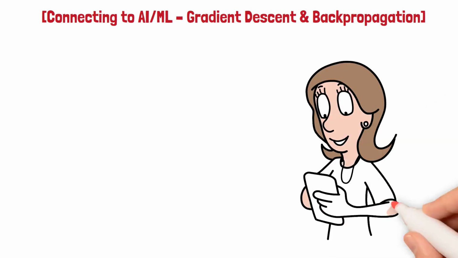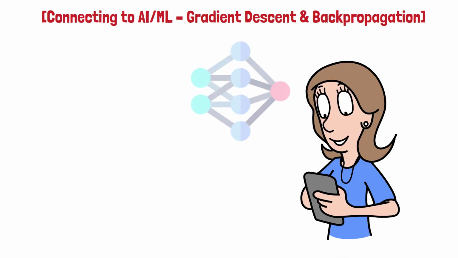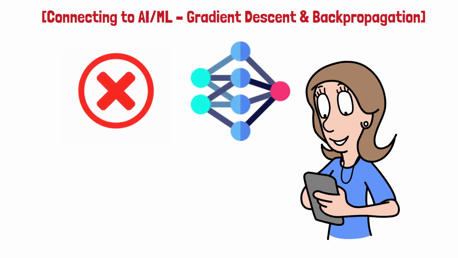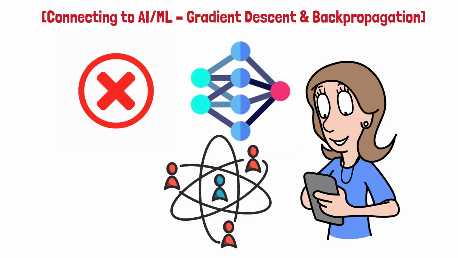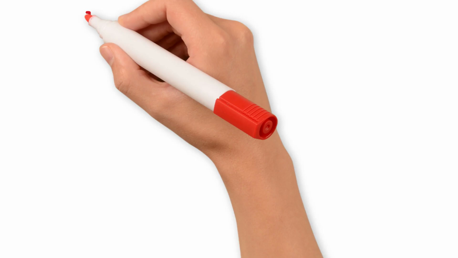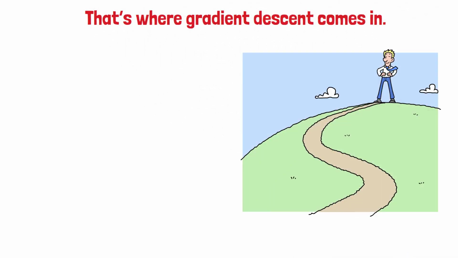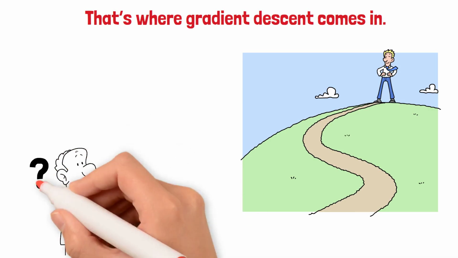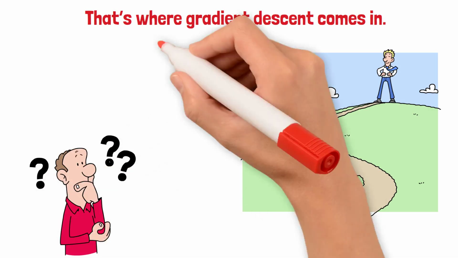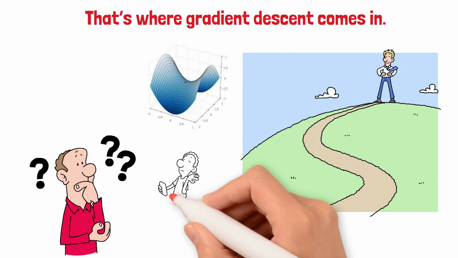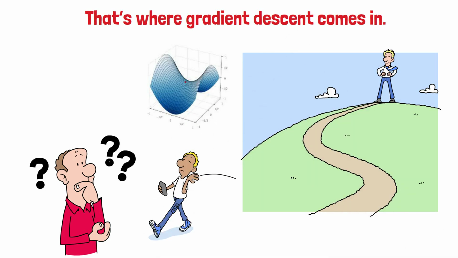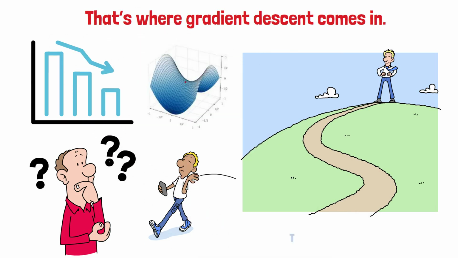Now here's where it gets exciting. Training a neural network is basically an optimization problem. We want to minimize error, the difference between the network's prediction and the actual answer. But how do we minimize it? That's where gradient descent comes in. Imagine standing on the slope of a valley. The derivative tells you how steep it is and which way is down. Gradient descent uses this information to take small steps downhill again and again until it reaches the lowest point, the global minimum of error.